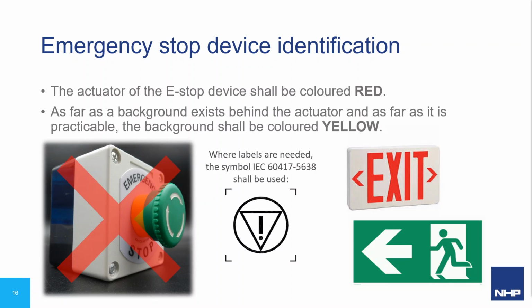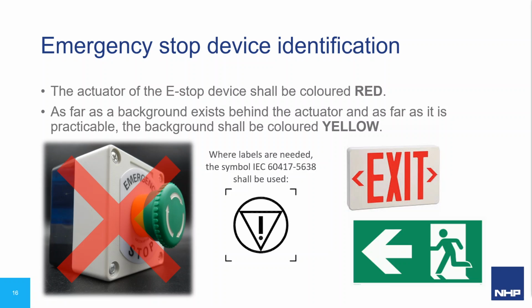No. In Australia and in most parts of the world, the actuator of the e-stop device shall be coloured red, and it has been standardised this way so that it is easily identifiable. Red is for emergency situations. Now, there is no requirement to have a background behind the operator, but if there is, and as far as it is practical, the background shall be yellow. Again, red and yellow being the colours of hazard or emergency.